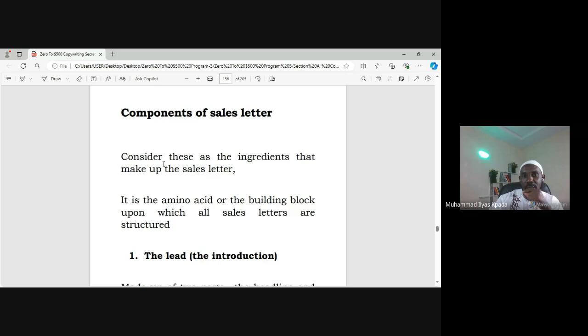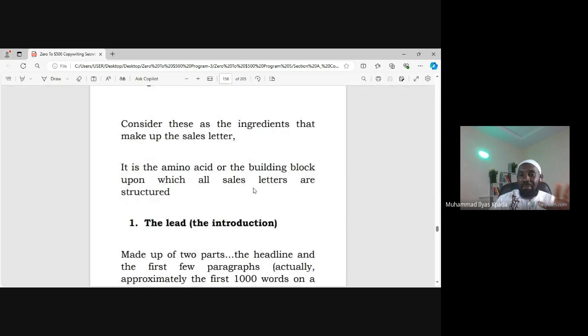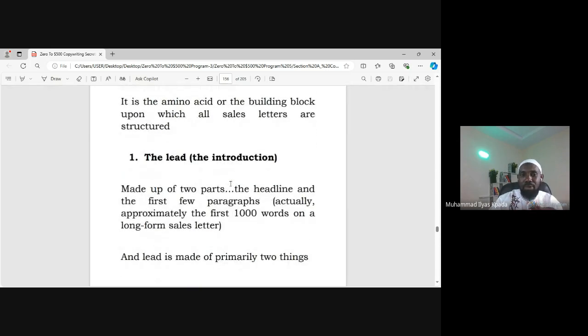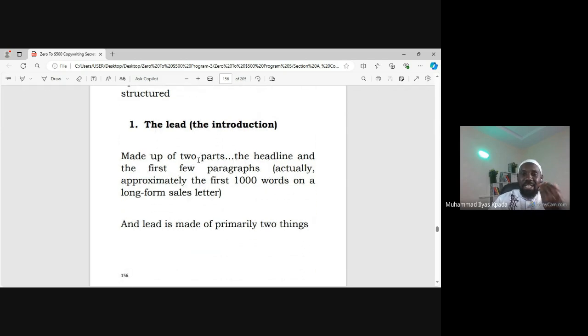All right, so I said consider the components of a sales letter as the ingredients that make up the sales letter. It is the amino acid, which is the building blocks. Now, it is made up of 8 solid components. We are going to discuss each of them. One, the introduction or the lead.